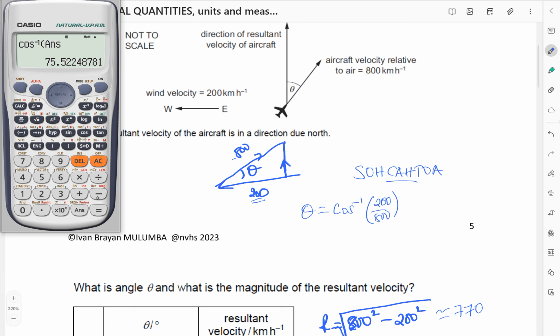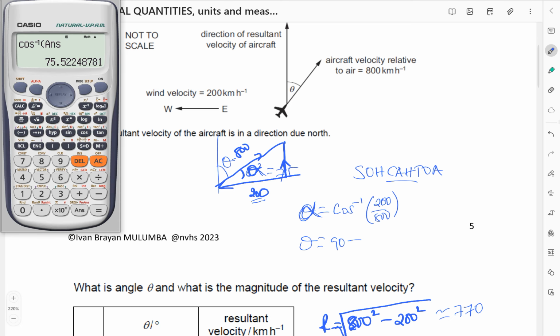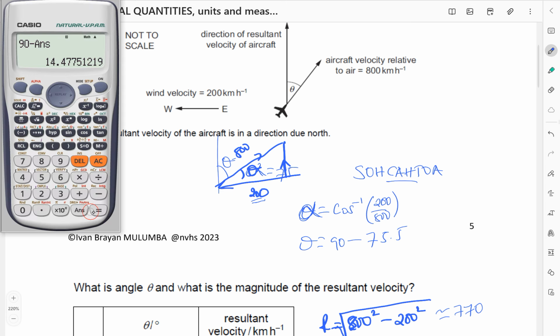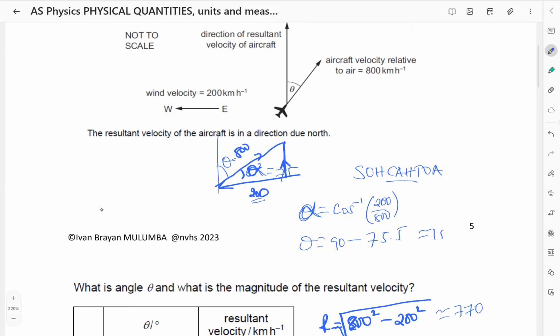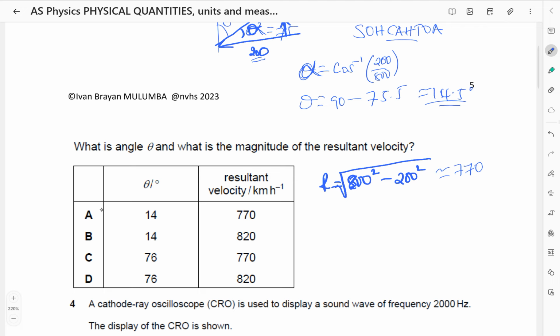Sorry, theta is from the vertical. So let me call this one alpha then. Alpha is 75.5, then theta is measured from the vertical. So theta is going to be 90 minus alpha. So it is 90 minus 75.5, which is 14.5 degrees. So the angle theta from the vertical is 14.5 degrees. So the most appropriate value here is going to be A. So our answer is going to be A.